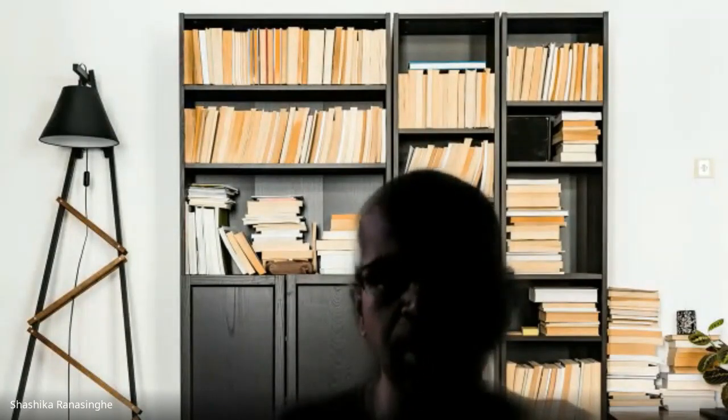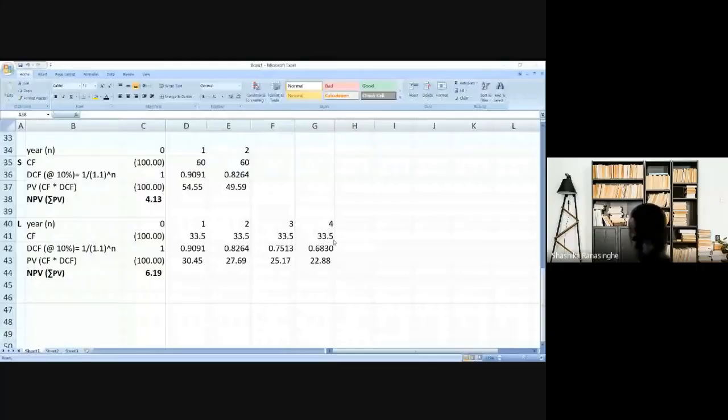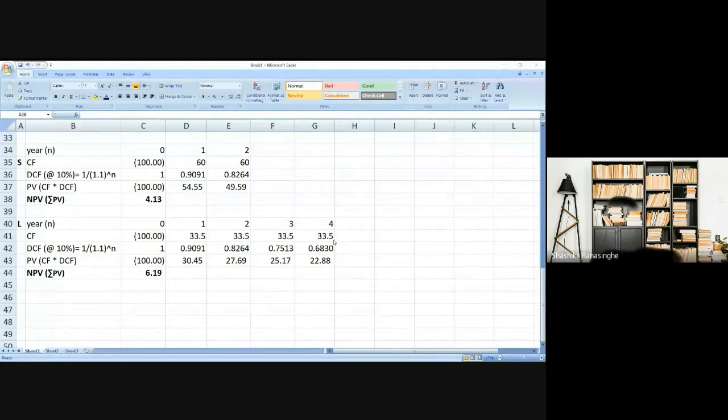So you're comparing 2 projects which have unequal life. The first one is 2 years, the second one is 4 years. Now, if you can't reinvest, then it's very straightforward, you go for the highest NPV. But if you can reinvest, then you can't compare the 2 projects because they are spread across different time periods.